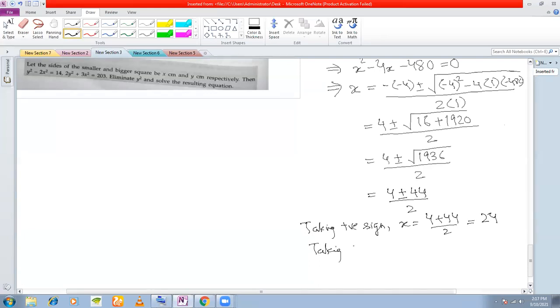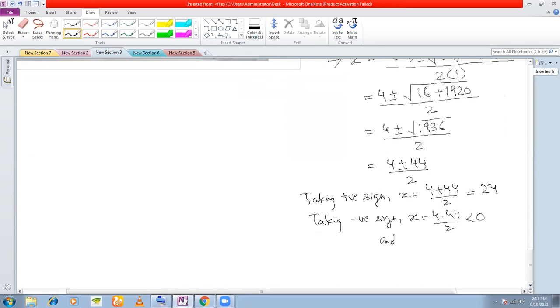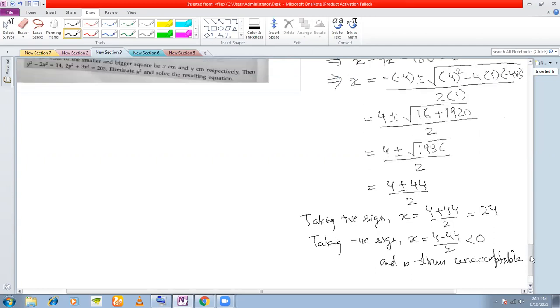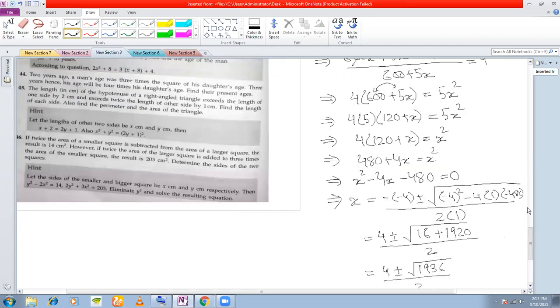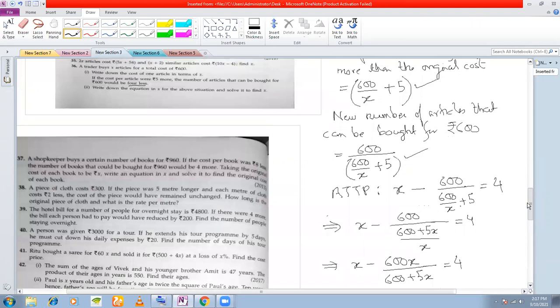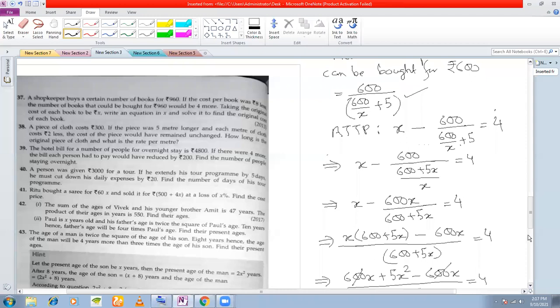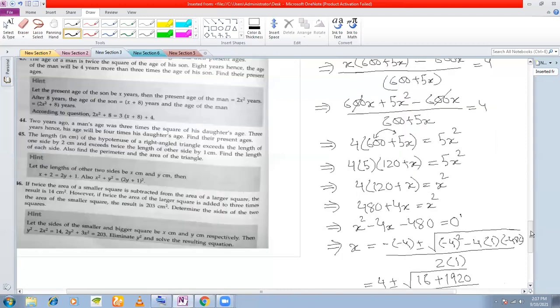Taking the negative sign, X is equal to 4 minus 44 divided by 2, which is less than 0 and is thus unacceptable. Okay, so we have found out the value of X here, and let's see what is the question. Write down an equation in X, already written down. You can use this equation or this equation. This is the equation in X.